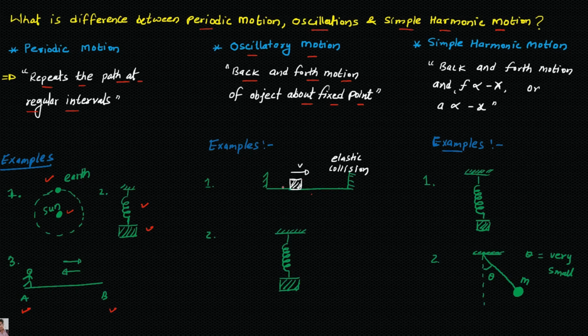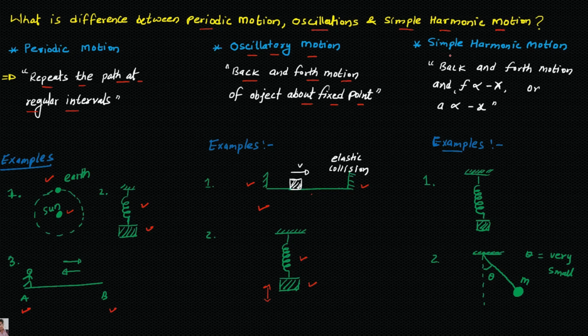For example, this object is doing an elastic collision with this surface and then coming back with the same velocity v, and then doing an elastic collision with the other surface, and like this it is going back and forth. So this motion can also be called oscillatory motion. Another example: the spring-mass example that I took in periodic motion can also be counted as oscillatory motion. The mass is given some displacement, then it will do back and forth motion about some mean point. So this can also be called oscillatory motion.